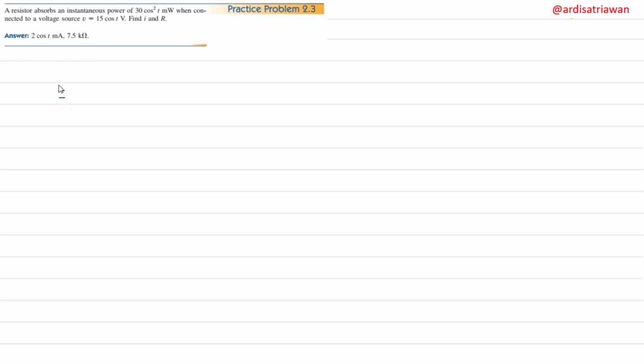So we have a voltage source, which has the value v equal to 15 cosine t volt. And then this is connected to a resistor.